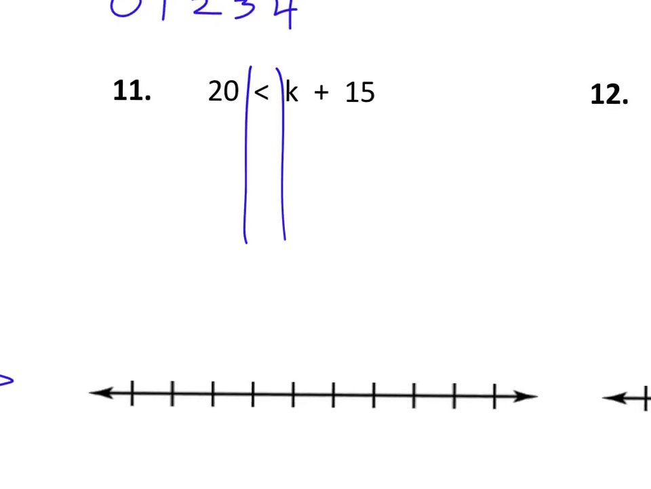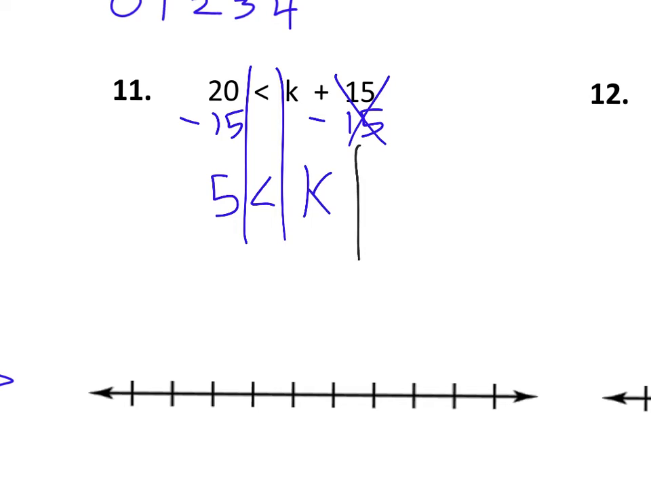Actually, I lied. I want to go over this one because the variable is on the right-hand side. So again, variable is on the right-hand side. We don't treat it any differently. We just want to subtract 15. It's the inverse operation. We're going to subtract 15 from here. It gives us 5. Bring down our variable, our k. Now, here is where you have to remember the mirror, right? So here's our mirror. We have k is greater than 5.